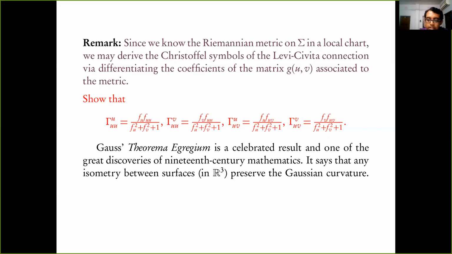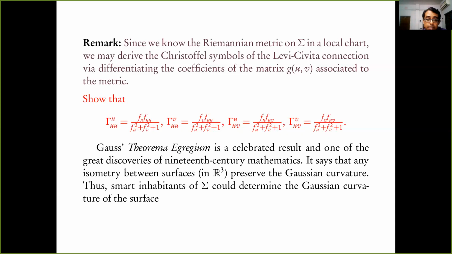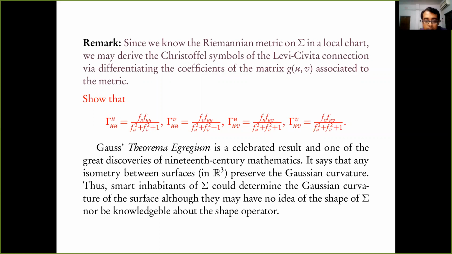What does it mean informally? It simply means that if you were a smart inhabitant living entirely on the surface without knowing how the surface is living in R3, you could determine the Gaussian curvature of the surface by making local measurements, angles and lengths, entirely on the surface. That's the point of this theorem, that the Gaussian curvature is intrinsic. You may have no idea of the global shape of sigma, you may not even know about the shape operator, but you might still be able to calculate the Gaussian curvature. In other words, you can recover these things entirely from the metric itself, the curvature from the metric.